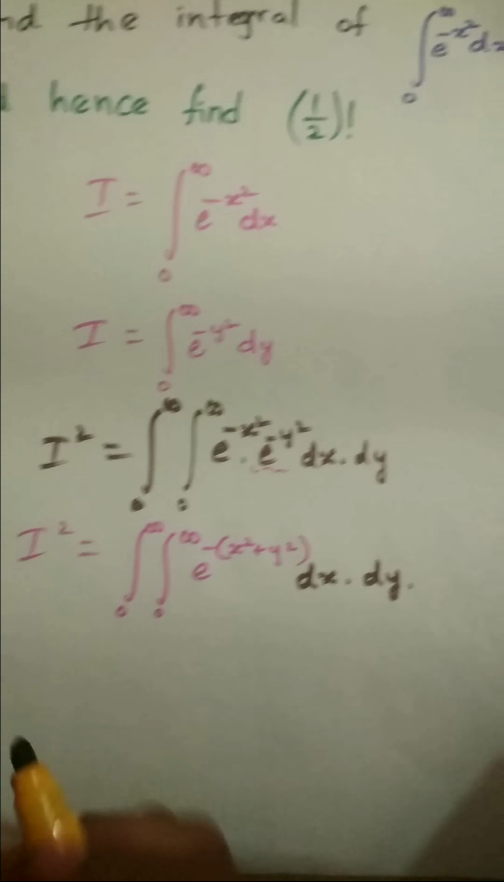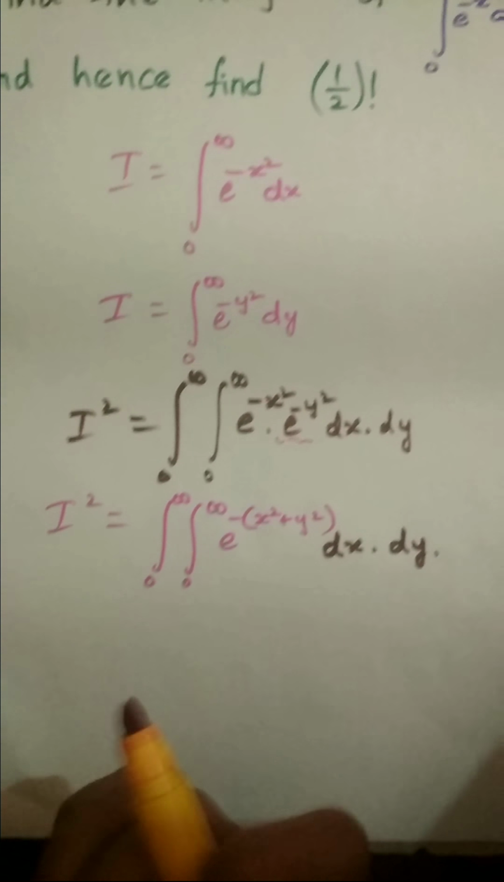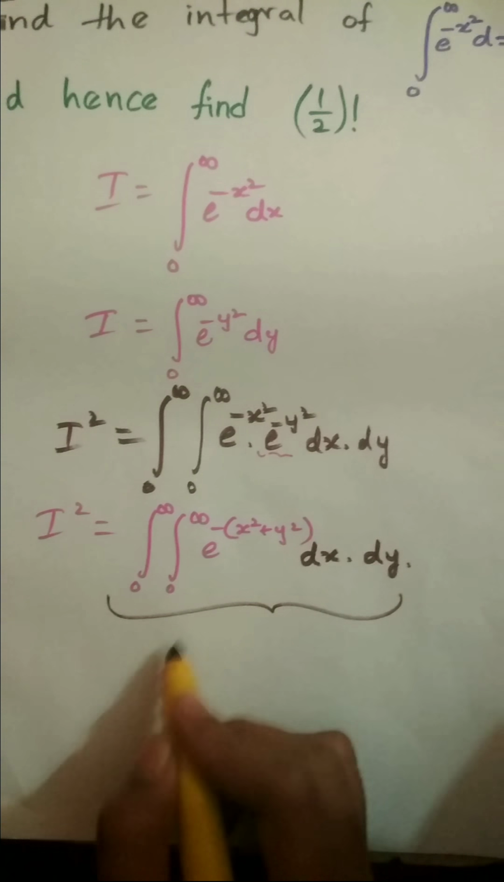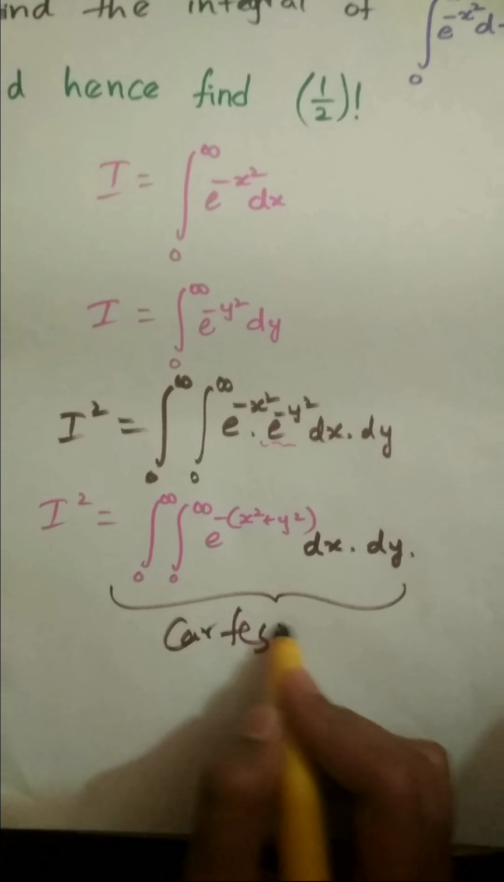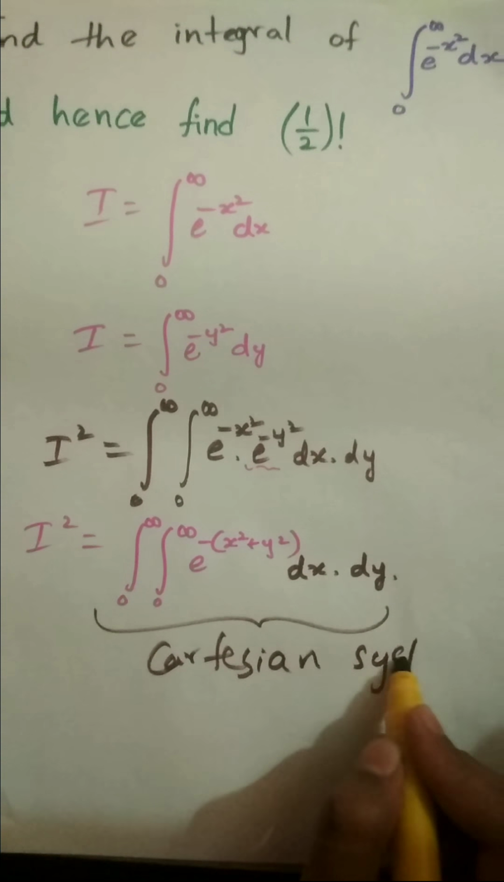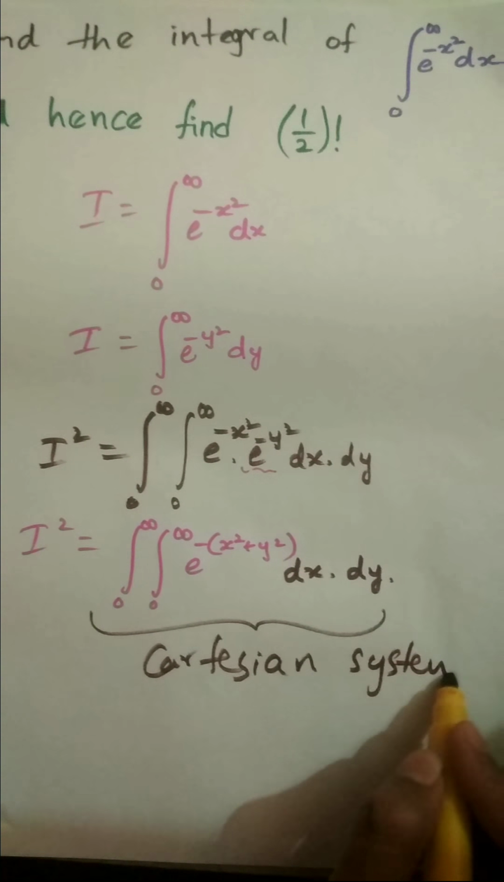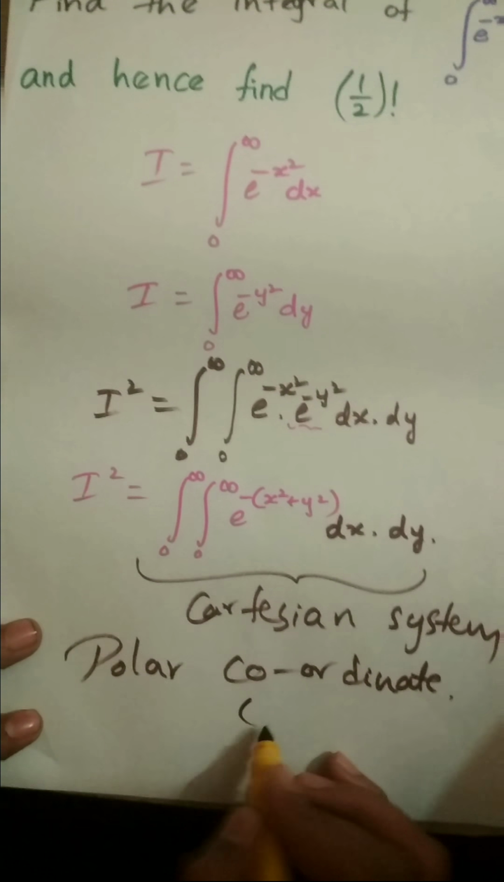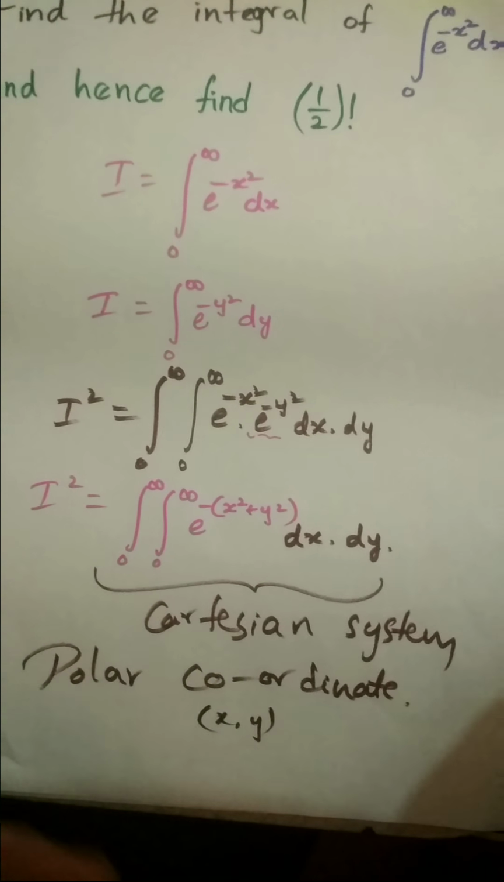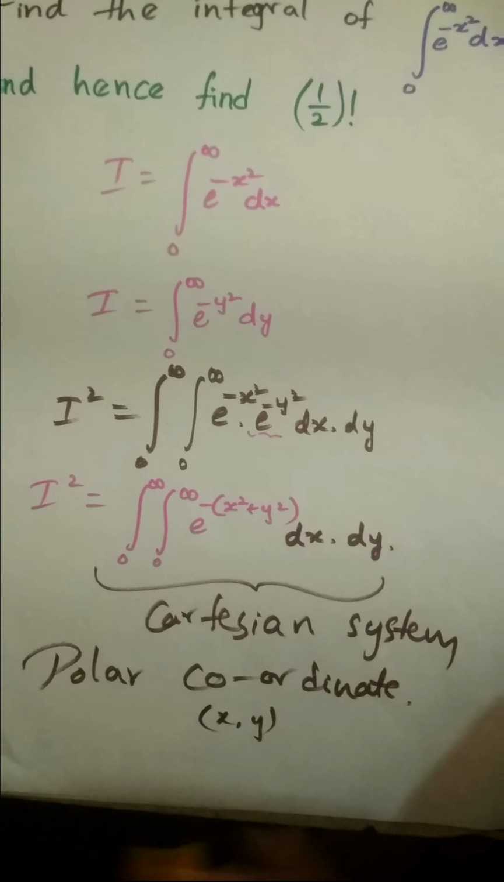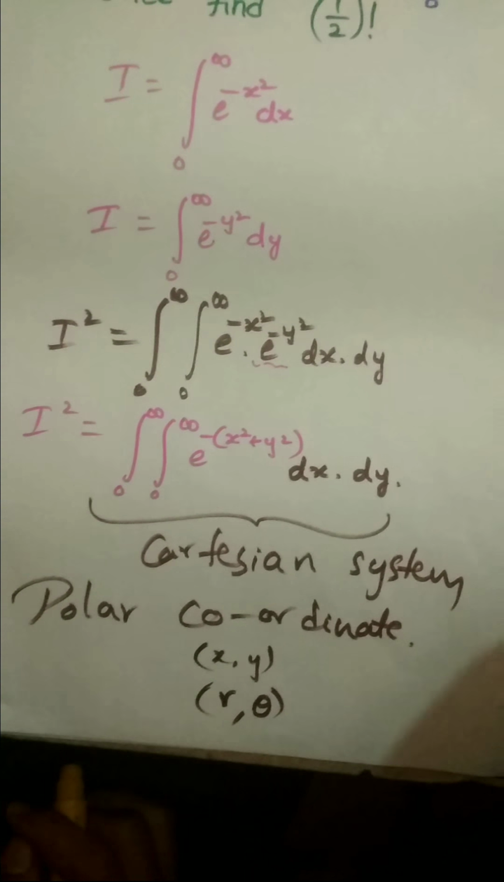Here we have a formula to go from the Cartesian coordinate system to the polar coordinate system. This expression is in the Cartesian coordinate system, and we shall convert it into the polar coordinate system. Then what is the polar coordinate system? In the Cartesian coordinate system, the points are written as x, y, whereas in the polar coordinate system it is of the form r comma theta, where r is the magnitude of the complex number and theta is the angle of the complex number.